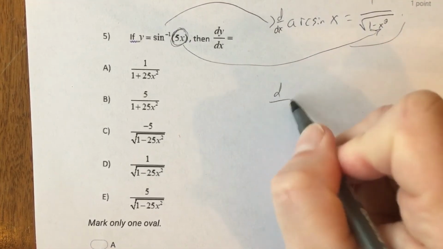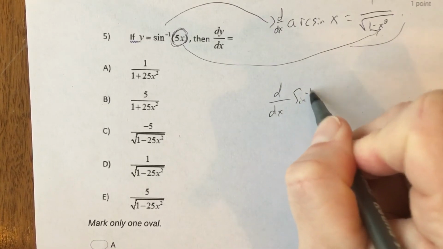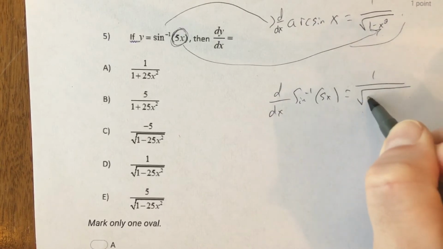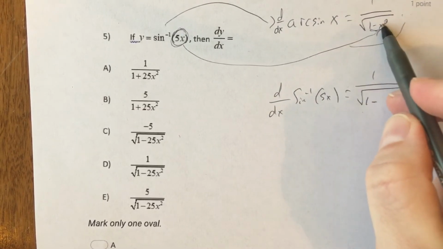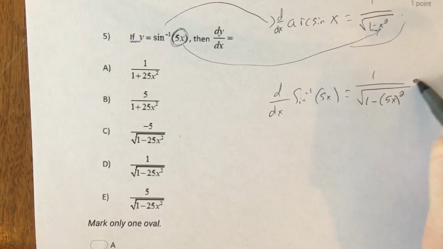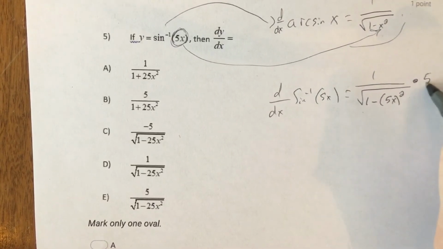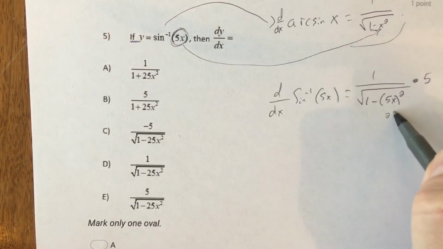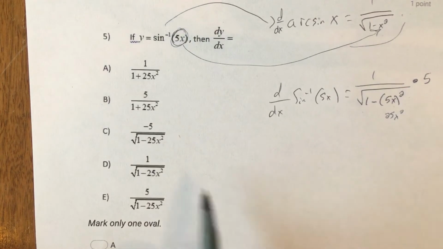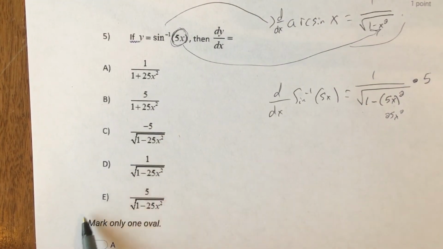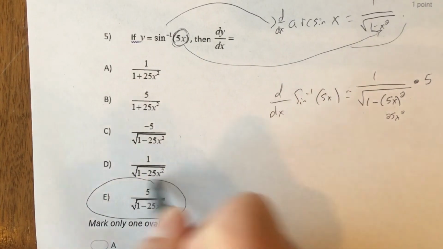So the derivative of inverse sine of 5x is going to be 1 over the square root of 1 minus, and instead of x squared, it'll be (5x) squared, and then times the derivative of 5x, which is 5. And if you do 5x times 5x, you get 25x squared. And so C looks tempting, except we don't want it negative. D looks tempting, except they forgot the 5. The only one that has it all is E.